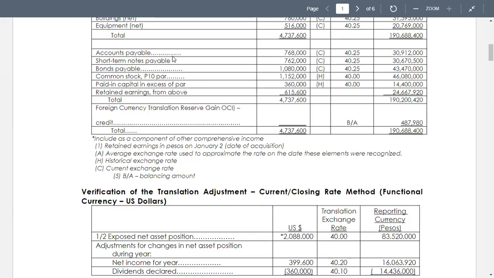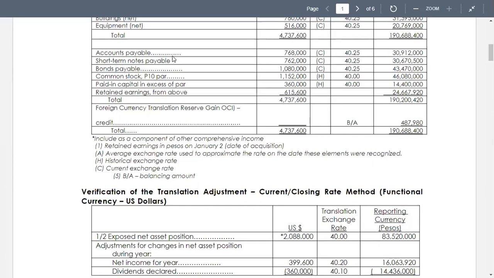So I'll repeat, revenues and expenses related to assets and liabilities are translated at historical rates or actual rates, like inventory, like your depreciation and amortization, which are translated at the respective historical rates used to translate the related asset or liability. So if you talk about building, you have depreciation. If you talk about intangibles, you have your amortization.